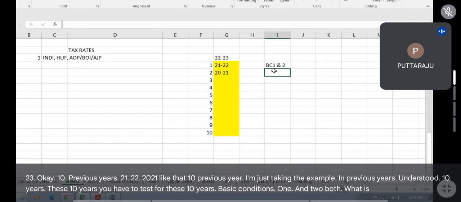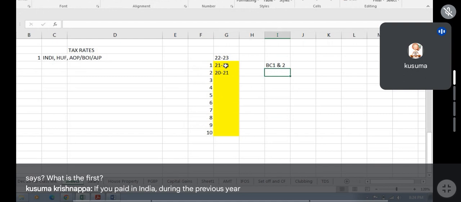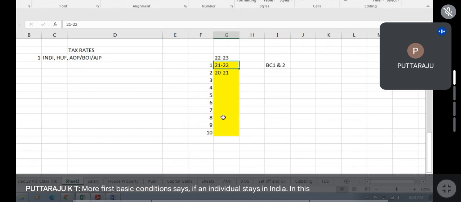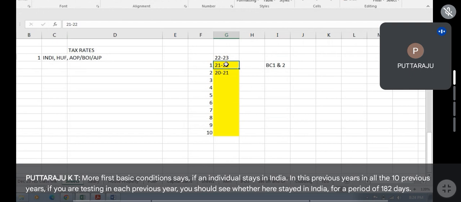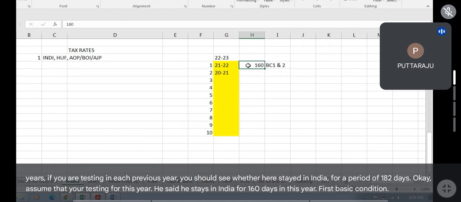What does the first basic condition say? Stayed in India during the previous year for a period of 182 days or more. The first basic condition says if an individual stays in India, in each of the 10 previous years you are testing, you should see whether he has stayed in India for a period of 182 days. Assume that you are testing for this year. He stays in India for 160 days in this year. First basic condition he doesn't satisfy.